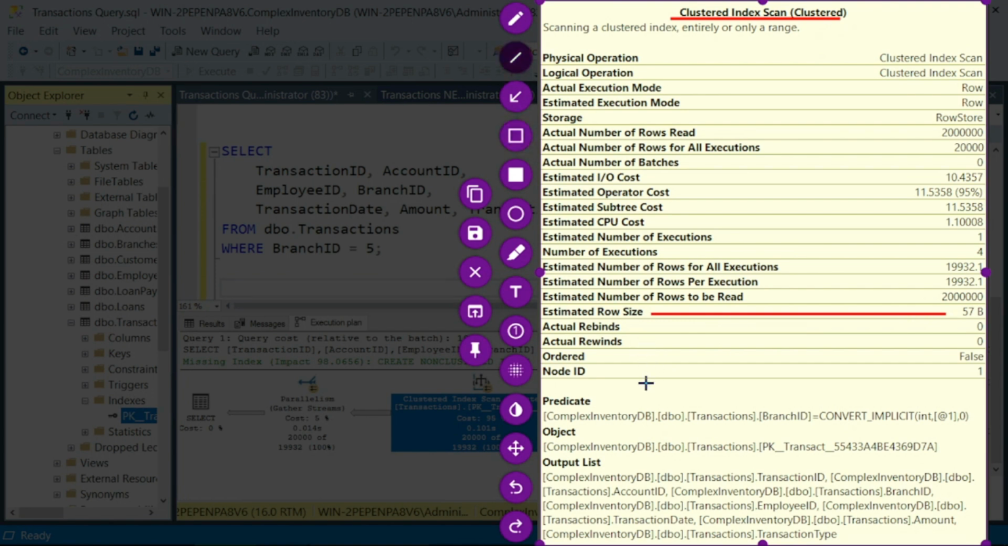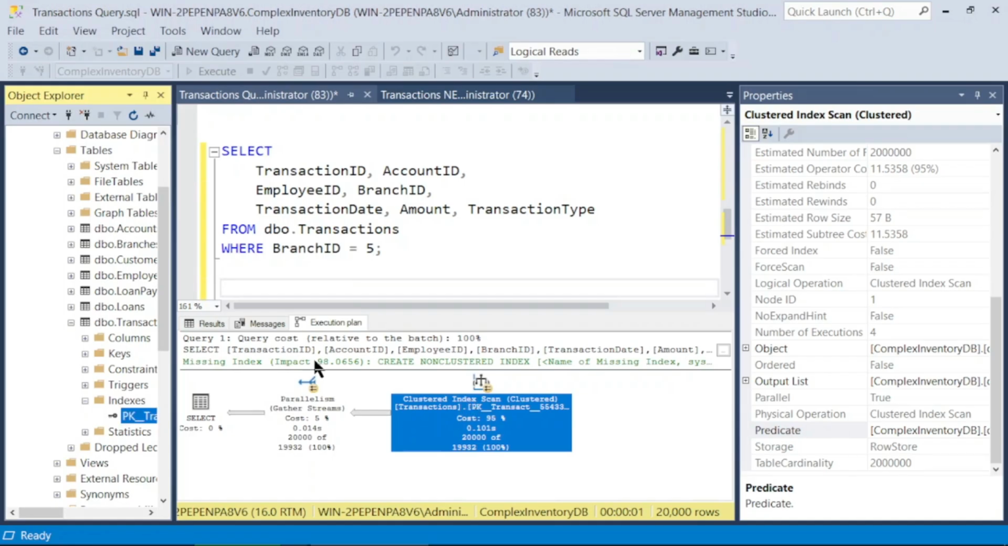Factor number 9, estimated row size and execution mode. Estimated row size tells us approximately how much memory each row requires. Larger rows require more memory and can increase memory grants. Also notice the execution mode. Most OLTP queries use row mode. Analytical queries may use batch mode, which processes many rows together and is generally much faster.